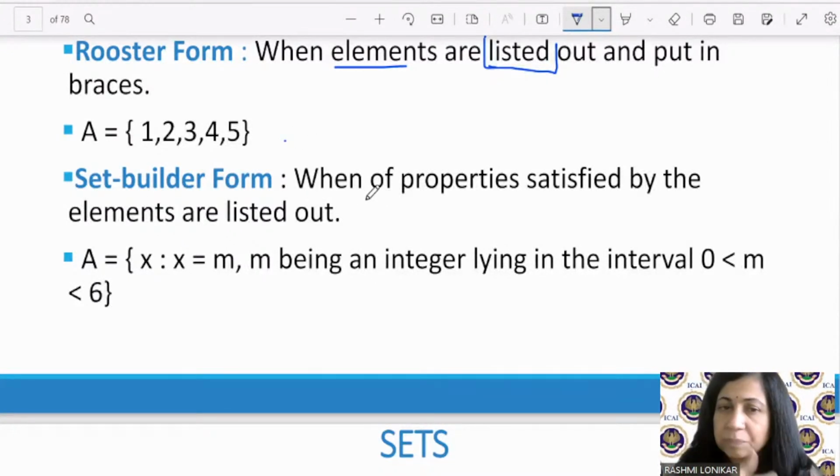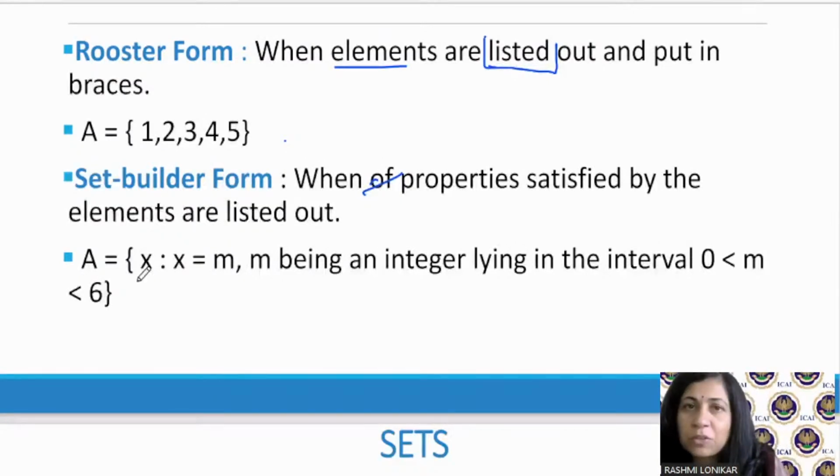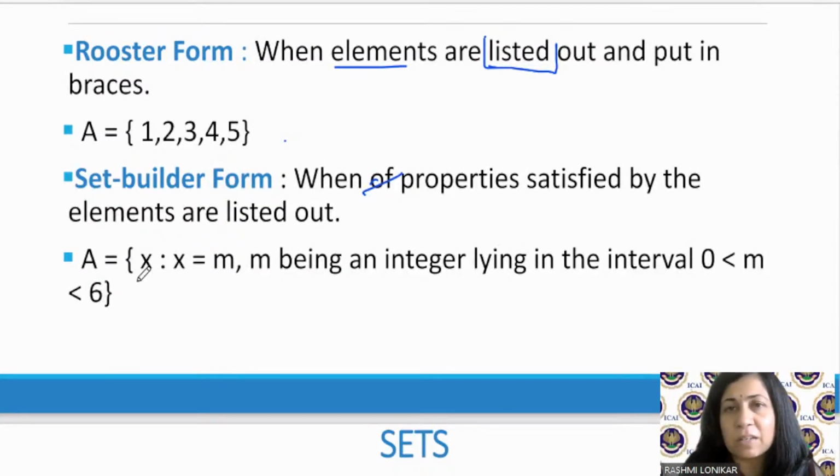So when the properties satisfied by the elements are listed out, I think the grammar is incorrect. When we are representing the property instead of the actual elements, then we say it is the set builder form. That is how we are building the set. For example, when I'm saying less than 20, odd numbers or even numbers, what I'm defining is the property. Okay, whether it's even, whether it's odd.